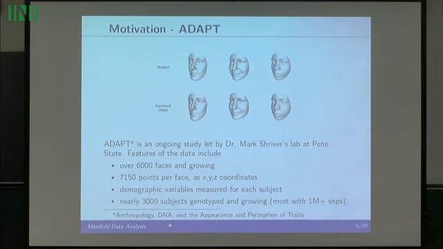In addition to these faces, because he's an anthropologist, he has a lot of other interesting variables that he measures. In particular, he has various demographic variables. And what's maybe really interesting is he's also genotyped a lot of the subjects. He's up to 3,000 subjects, and again, he's probably even higher. A lot of them are genotyped at over 1 million SNPs. So this is a fairly high resolution genotyping. That's a lot of genetic mutations to have at your disposal.